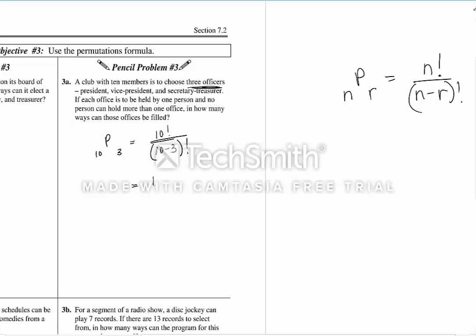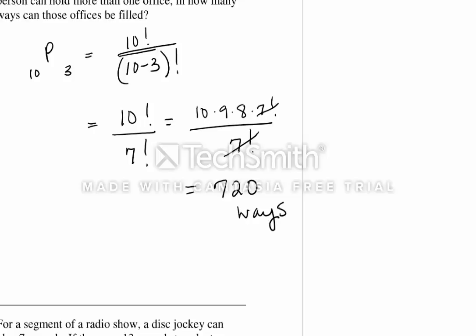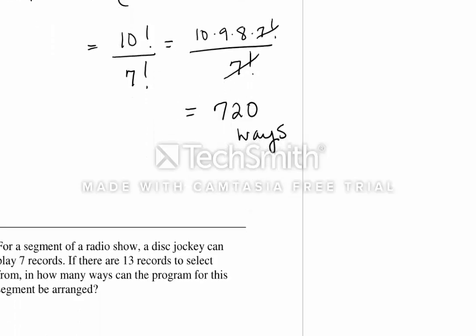So what we have is 10 factorial over 10 minus 3, which is 7 factorial, and then from the skill that we just learned, that would be 10 times 9 times 8 times 7 factorial. Cancel out the 7 factorial, and 10 times 9 times 8 is 720. So there would be 720 different ways that we could select a president, vice president, secretary out of those 10 members.